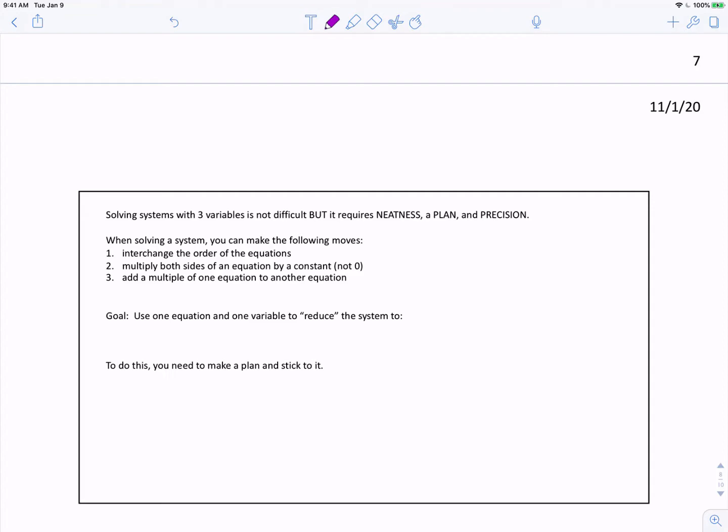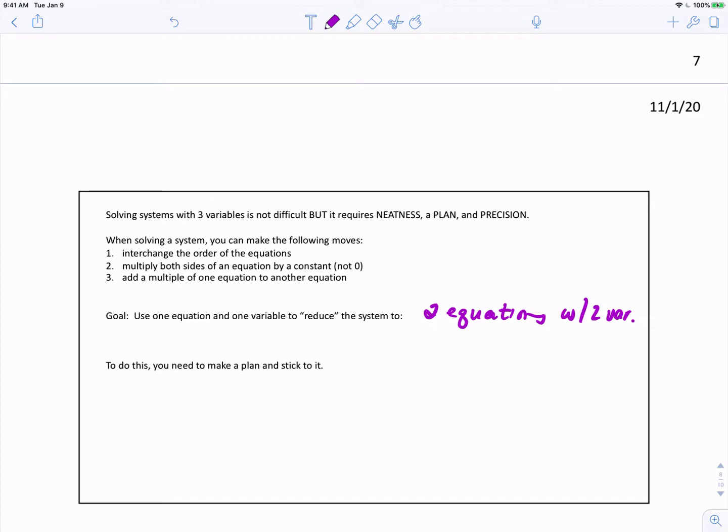All right, so when solving a system, you can make the following moves. You can interchange the order of the equations. You can multiply both sides of an equation by a constant, as long as it's not 0. And you can add a multiple of one equation to another equation, and any of these moves will not affect the solution. Your goal is to use one of the equations and one of the variables to reduce the system to 2 equations with 2 variables or less. And to do this, you need to make a plan and stick to it.